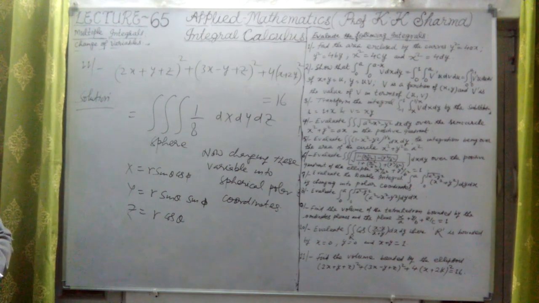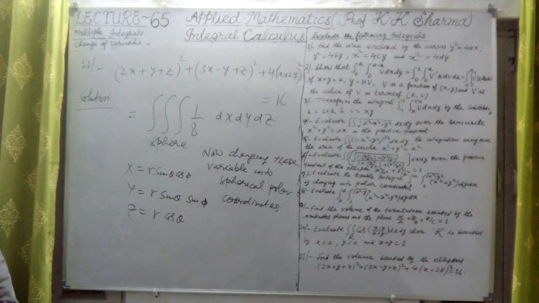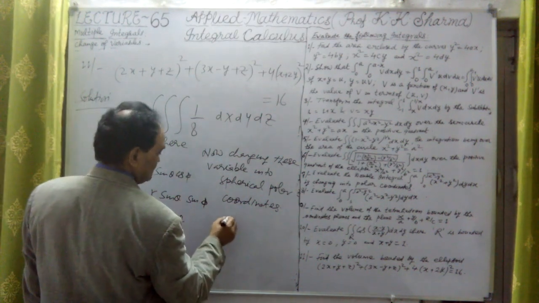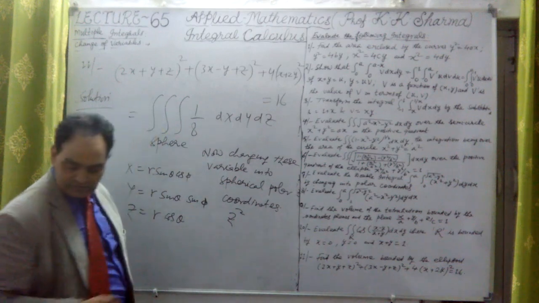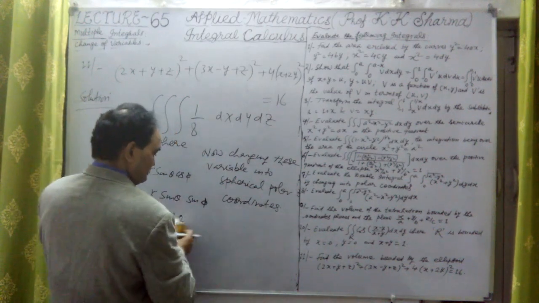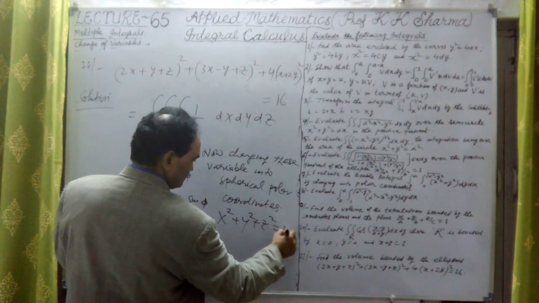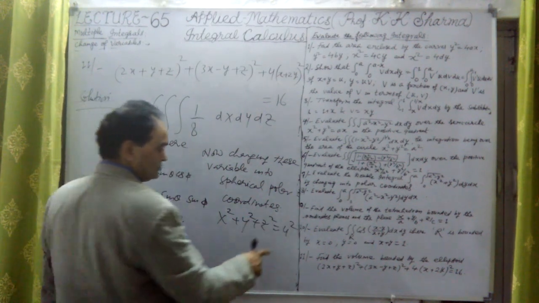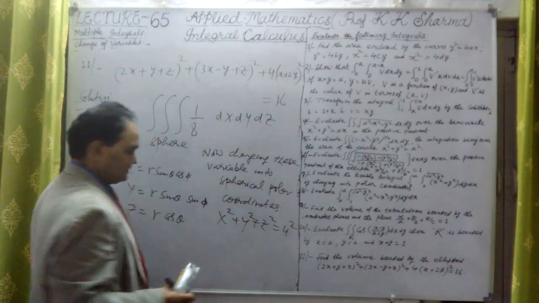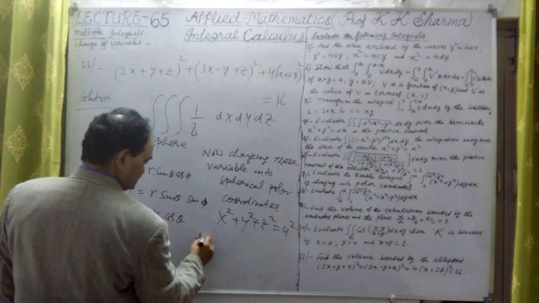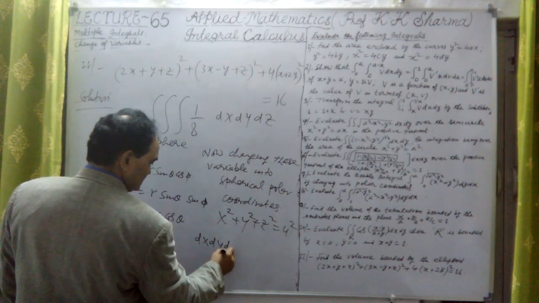Now let me convert this into polar coordinates, using the Jacobian, and z is r cos theta. Then what are the values of this? Therefore, we obtain the given equation, x square plus y square whole square equals x square plus y square plus z square, with radius 4. Let me find out the limits of these values. First, what are dx, dy, dz?